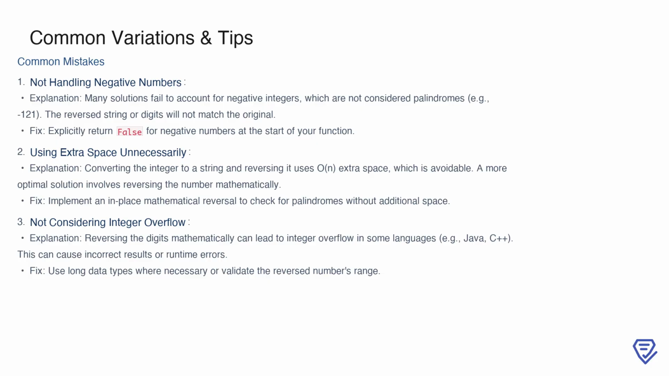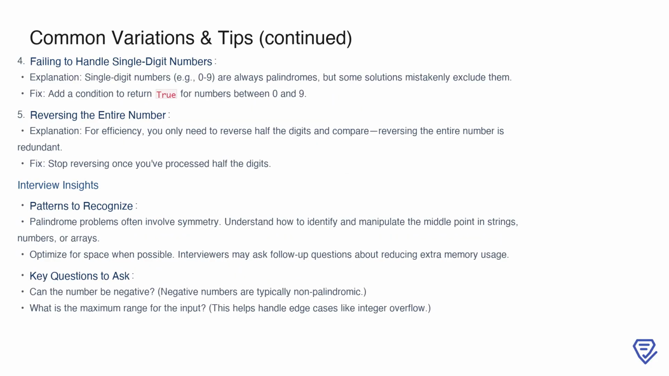Finally, watch out for integer overflow when reversing numbers mathematically, especially in languages like Java or C++ where integer types have fixed limits. If you reverse a number and it exceeds the allowable range, it could lead to runtime errors or incorrect results. To mitigate this, use data types like long where needed, or ensure the reversed number remains within valid bounds during computation.